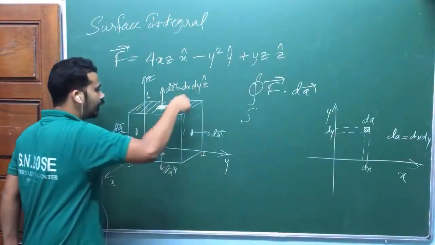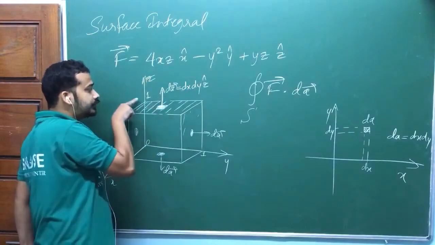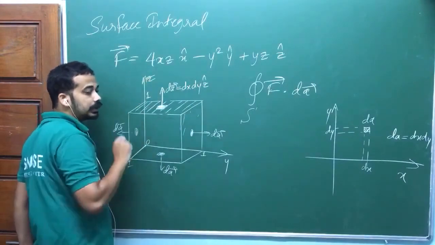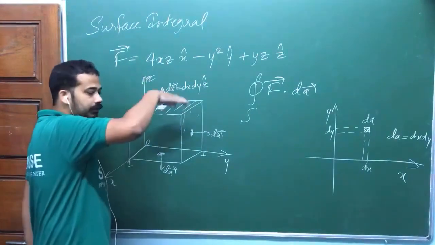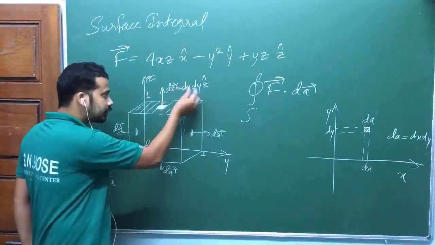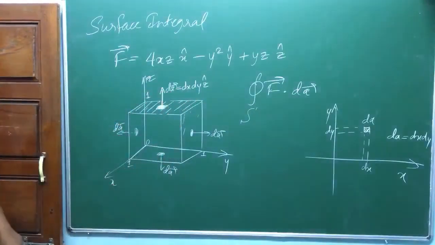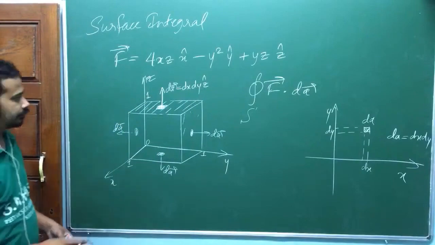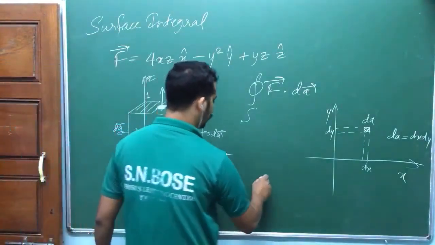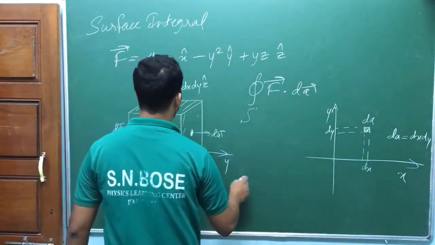That means if you move along this plane, z is not changing. Z equal to 1 only. X and y are changing. That's how dx and dy will come in your integration. Is that okay? Then what you have to do? You have to take the dot product with f. Am I right?